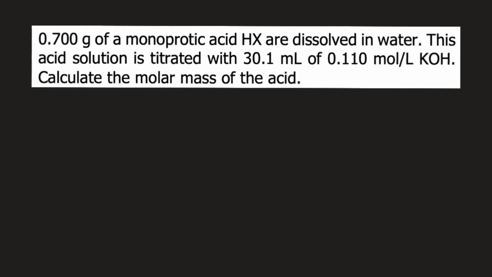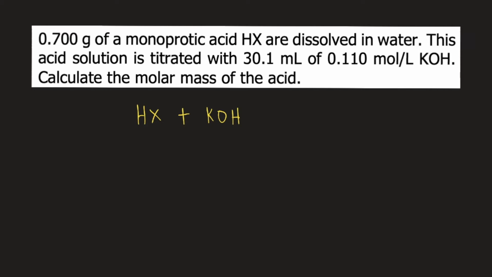0.700 grams of a monoprotic acid HX are dissolved in water. This acid solution is titrated with 30.1 ml of 0.110 mole per liter KOH. Calculate the molar mass of the acid. To answer this question, you need to write first a balanced reaction between HX and KOH.